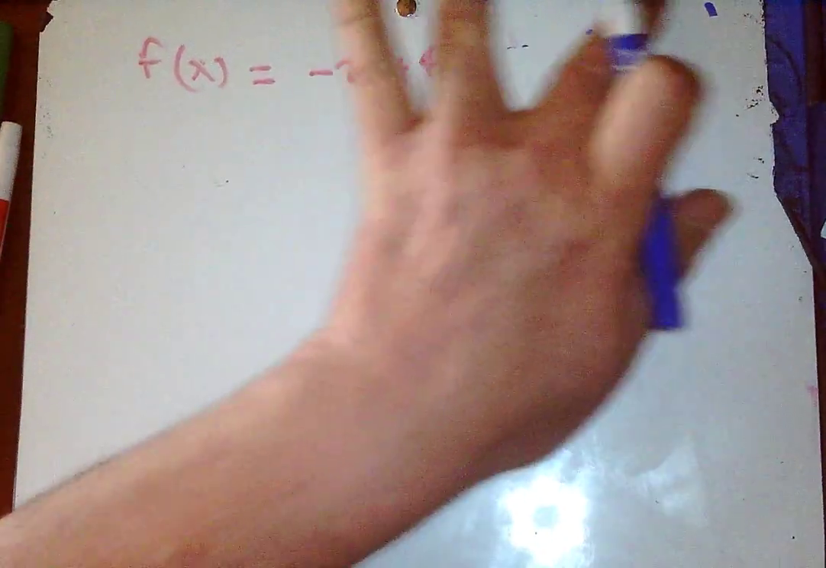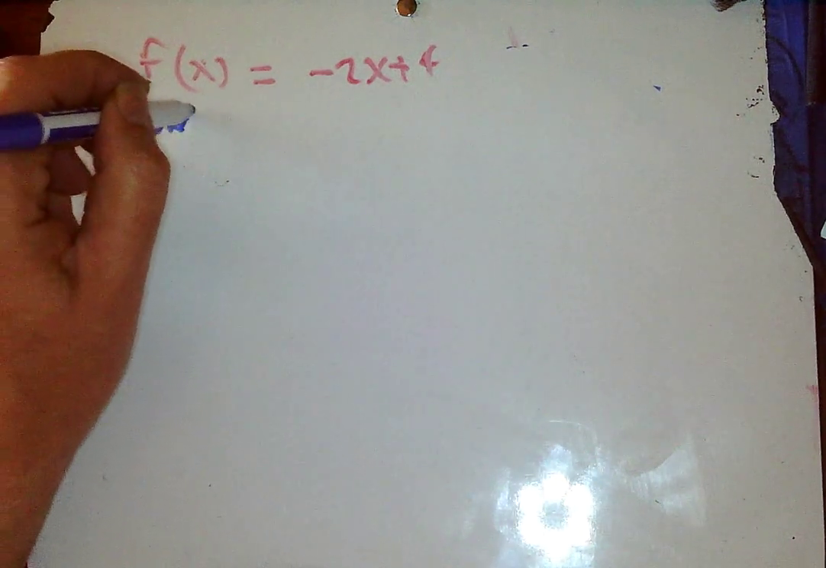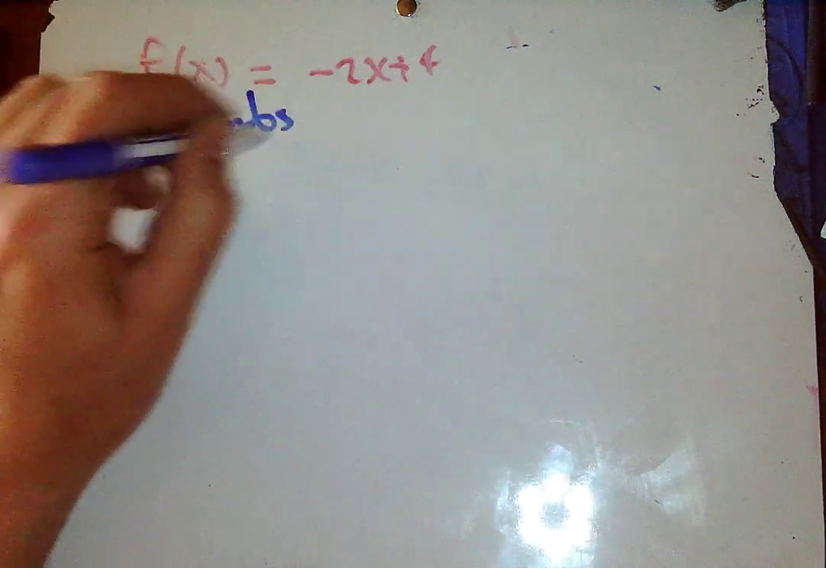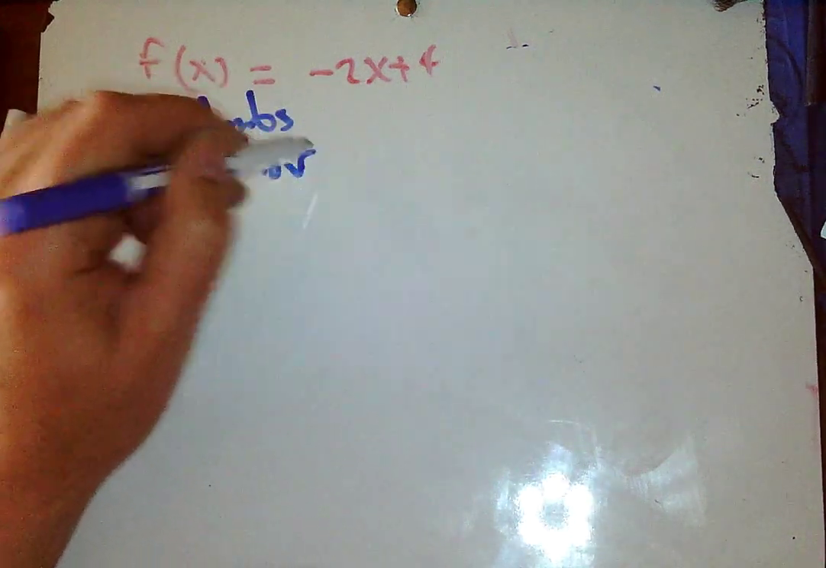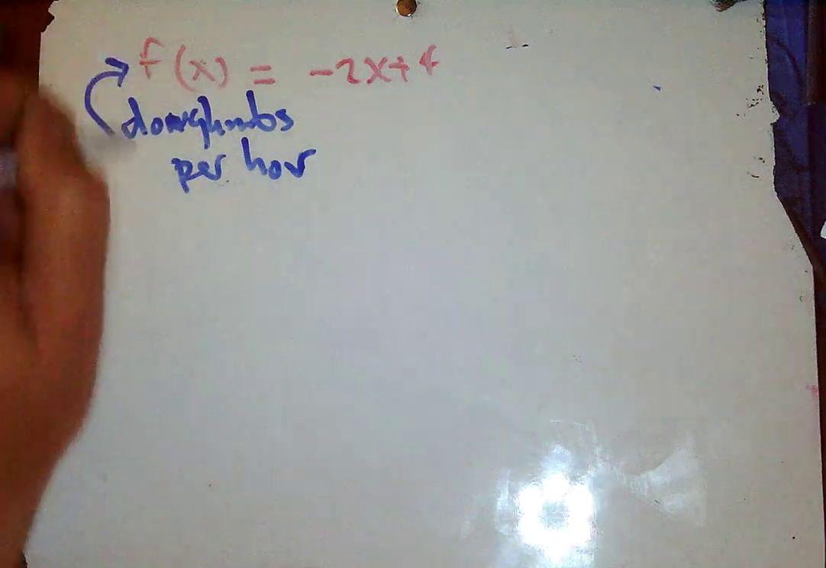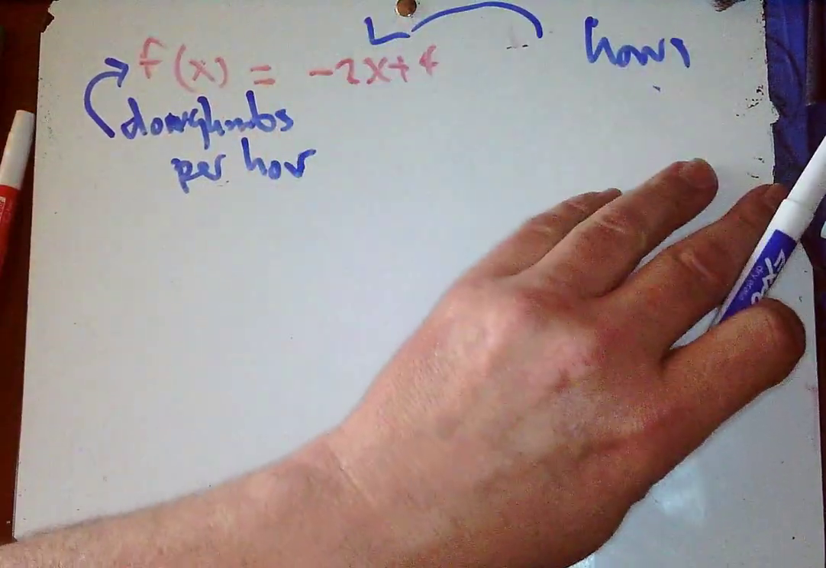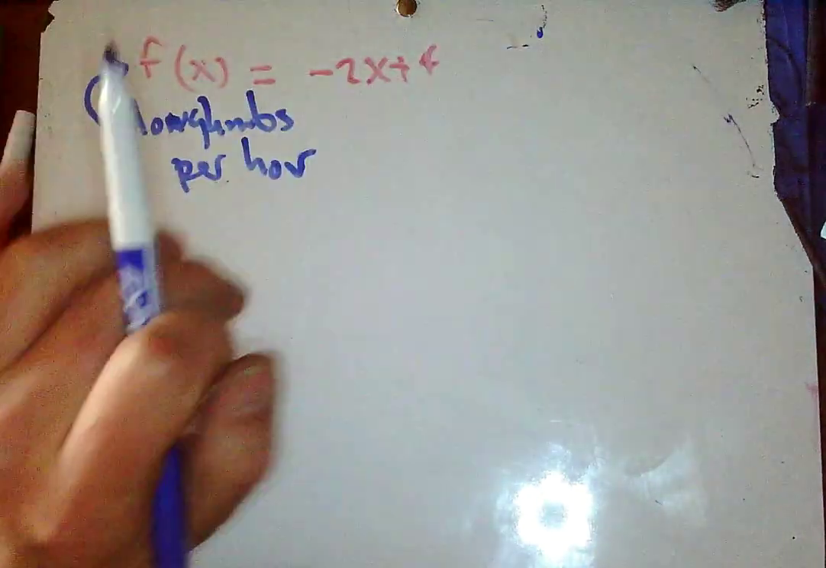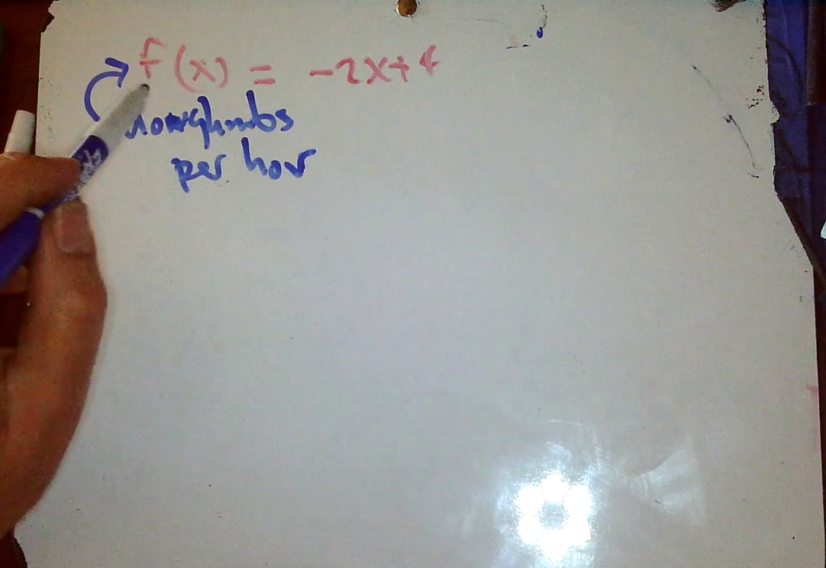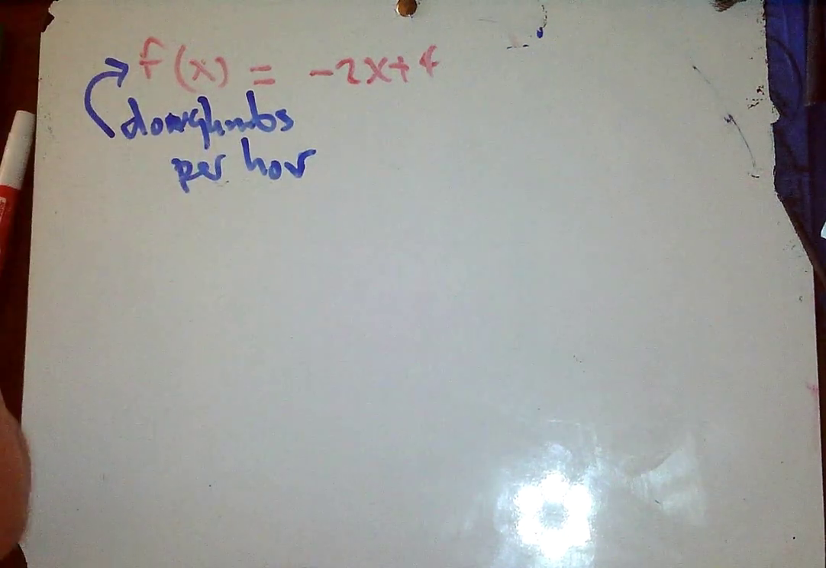No. I want this to be donuts per hour. And I want x to be hours. Do I want that? No, I don't want that. What do I want? No, I'm just going to shut up and say f of x is a donuts per hour function. There we go.